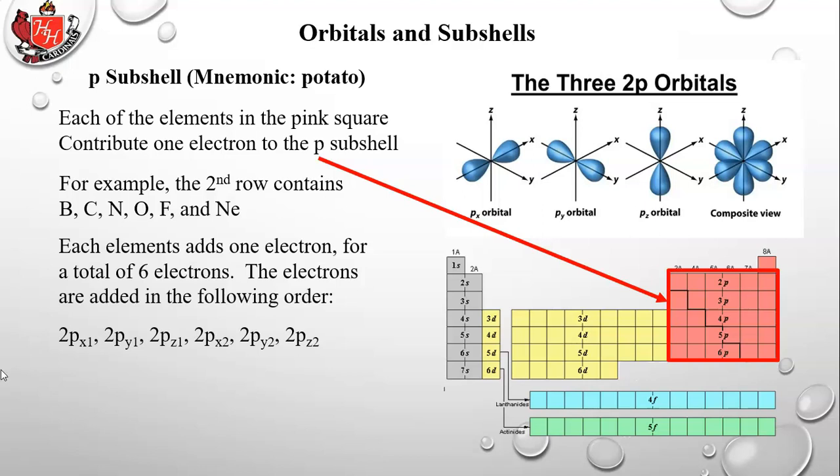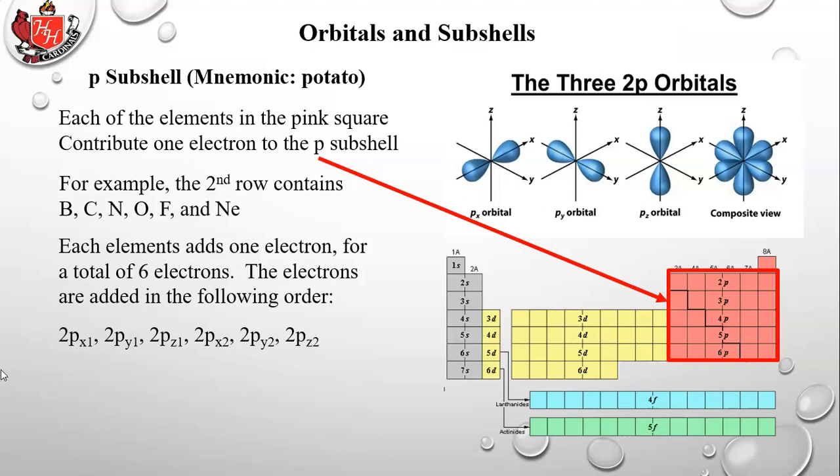The fourth electron will go into the 2px2, back where the first electron went. The fifth electron will go into the 2py2. That's where the second electron went. And finally, the last electron will go into the 2pz2. That's where the third electron went. So they start pairing up after the third electron.